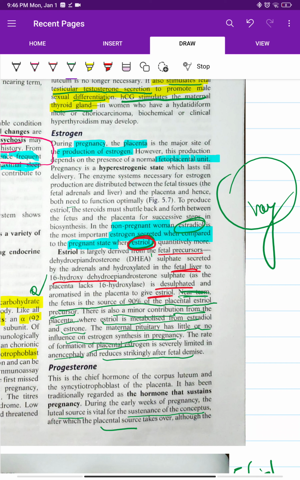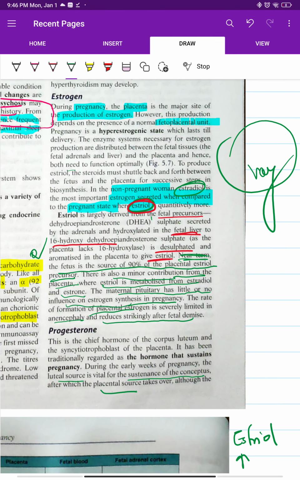Instead, it is desulfated and aromatized in the placenta to form estriol, and in 90% of cases it is placental estriol that is the estrogen produced. The maternal pituitary has only a little role in influencing estrogen, like FSH and LH have a very minor role in estrogen synthesis, whereas the placenta is mainly responsible for its secretion.